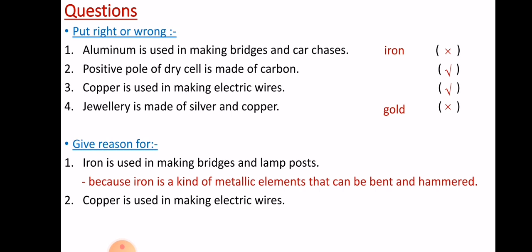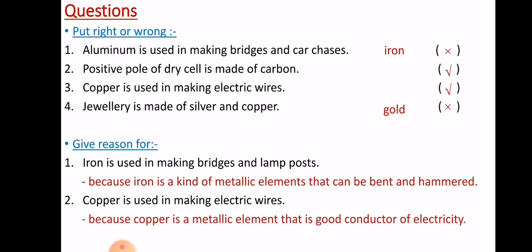Question number 2, copper is used in making electric wires. Why do we use copper in making electric wires? Because copper is a good conductor of electricity. Copper is a metallic element, it's a metal, it is not a non-metal, and from its properties, it's a good conductor of electricity.